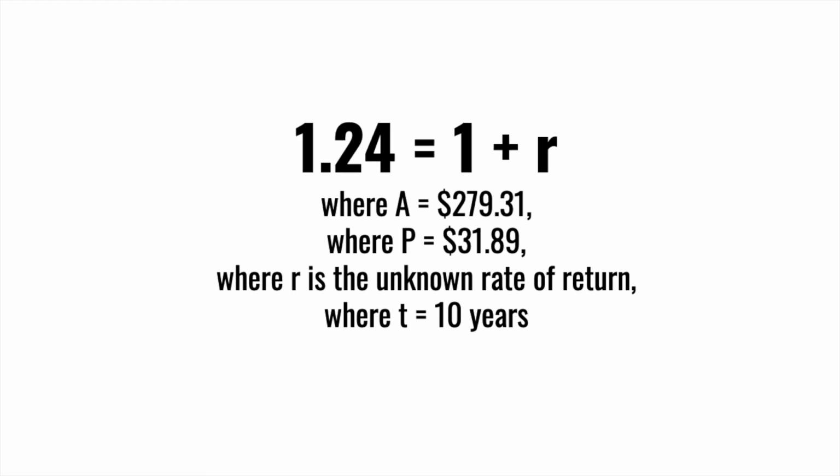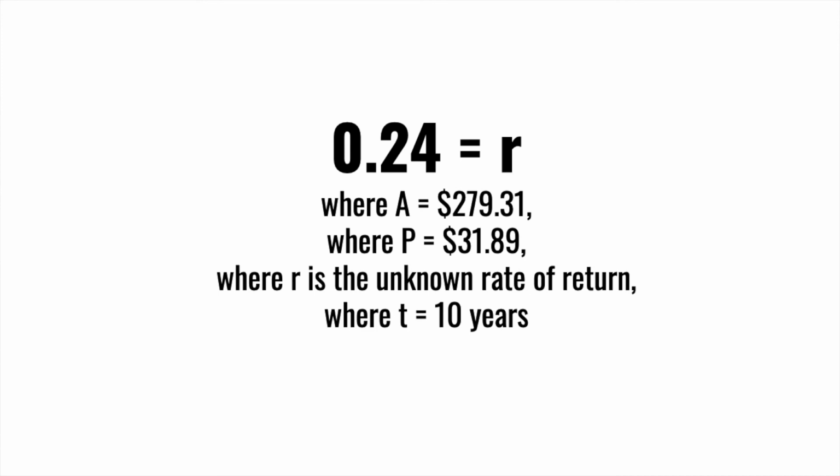And that gets us 1.24. So our equation now is 1.24 equals 1 plus r. And this equation now is pretty easy to solve. R then equals 0.24. So 1.24 minus 1. And this 0.24 now equals 24%. So what does that tell us about Home Depot? That means over the past 10 years, Home Depot stock has performed the equivalent of increasing in value by 24% each year.